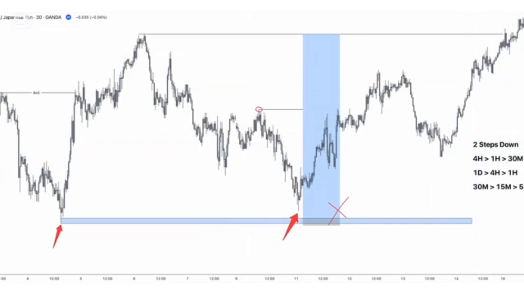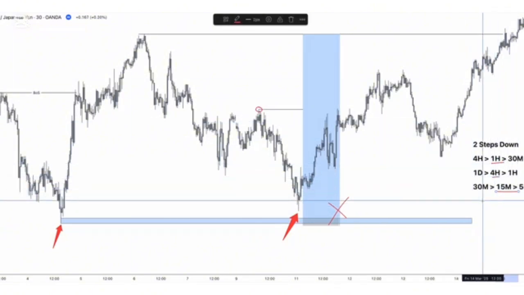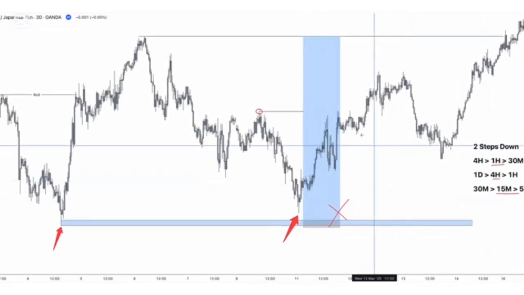4-hour, 1-hour, 30 is fine. 1 day, 4-hour, 1 hour is fine. 30-minute, 15, 5 is fine. Generally though, you probably only really need to go even 1 step down to secure sniper entries and massively amplify the profit potential of your trades.